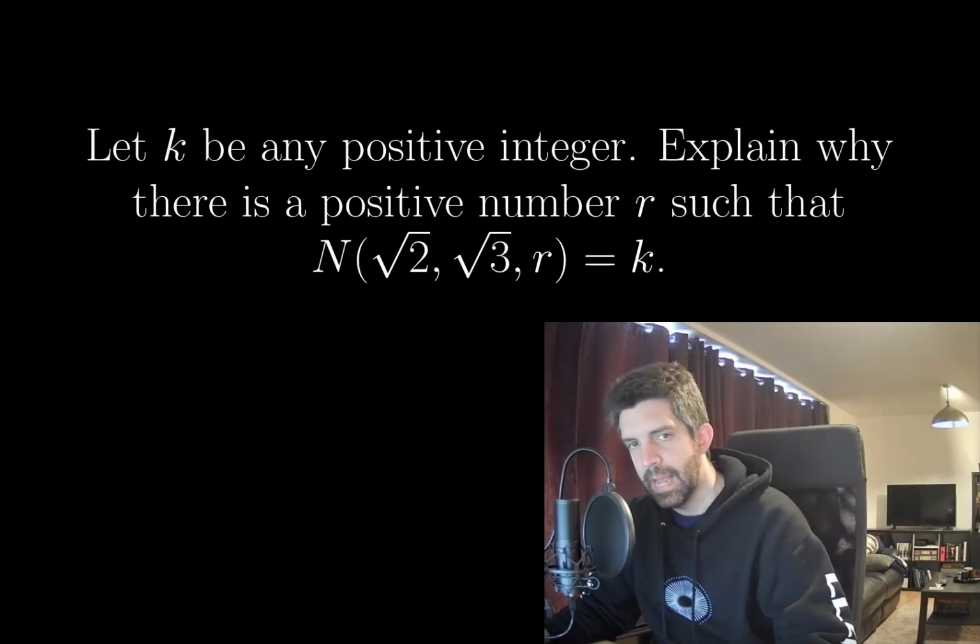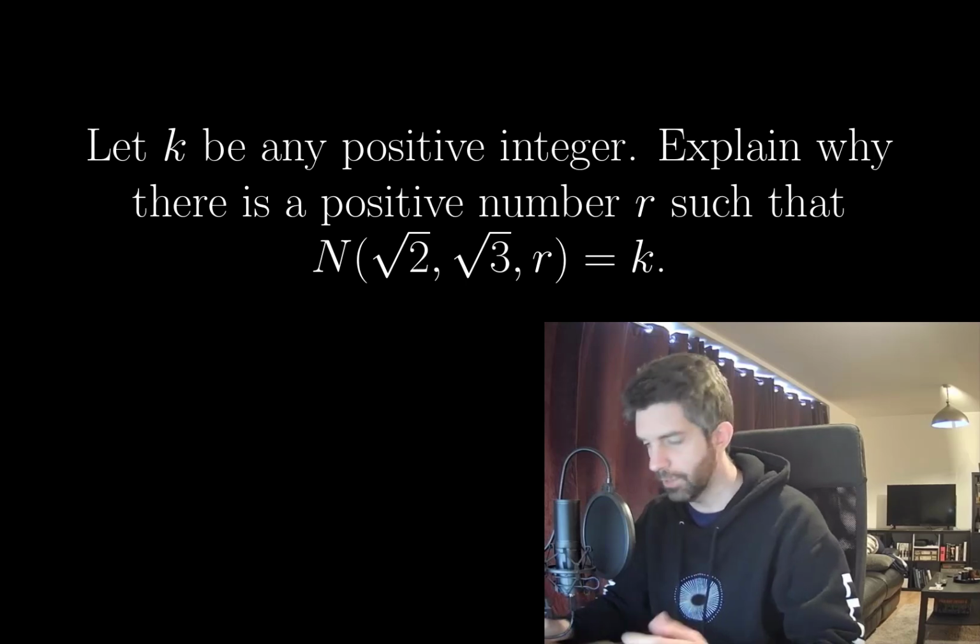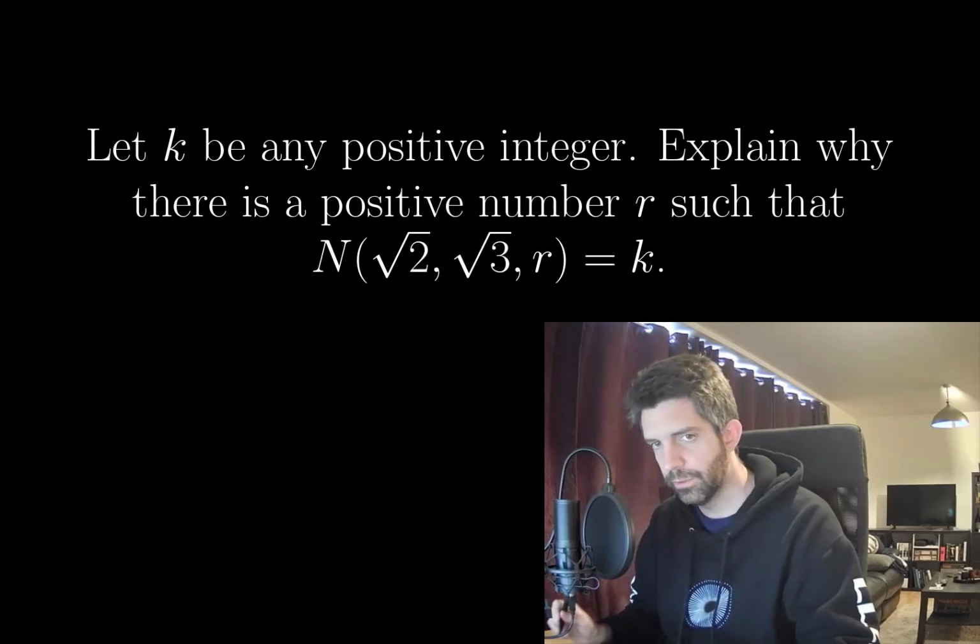Let k be any positive integer. Explain why there is a positive number r such that n(√2, √3, r) is equal to k. So this function n was described earlier.